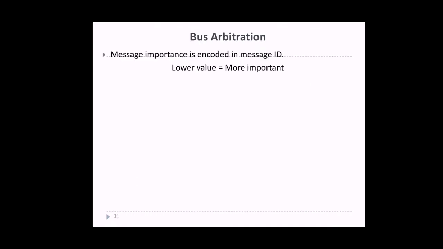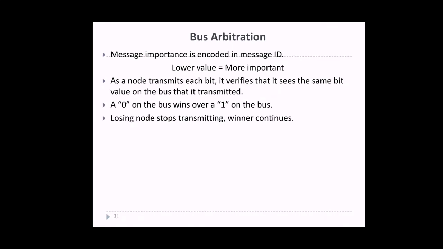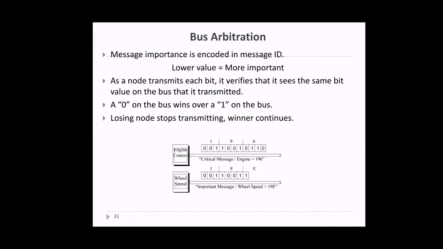Then bus arbitration. The message importance is encoded in the message ID, so a lower value is of more importance. As a node transmits each bit, it verifies that it sees the same bit value on the bus that is transmitted. A 0 on the bus wins over a 1 on the bus. The losing node stops transmitting, and the winner continues.